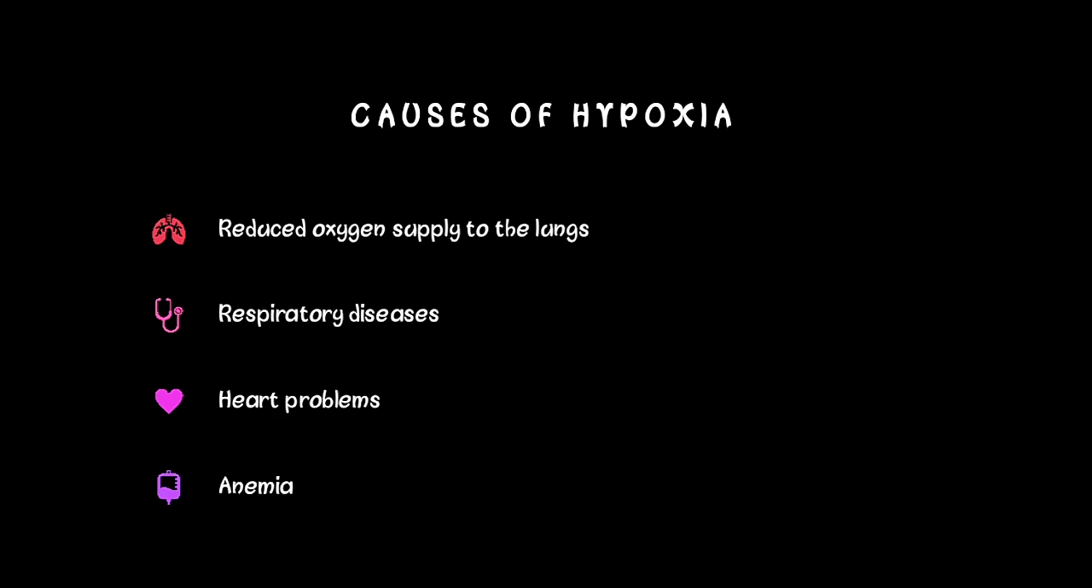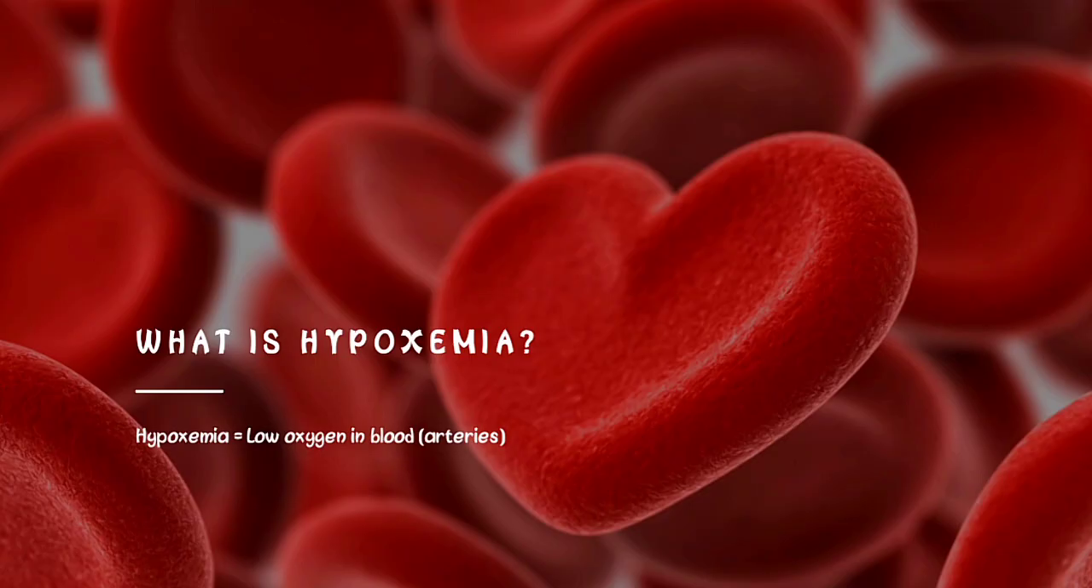On the other hand, hypoxemia refers to low levels of oxygen in the blood, specifically in the arteries. Arterial blood is the blood that has been oxygenated in the lungs and is pumped by the heart to the rest of the body. So, hypoxemia happens when there is not enough oxygen in this blood supply.